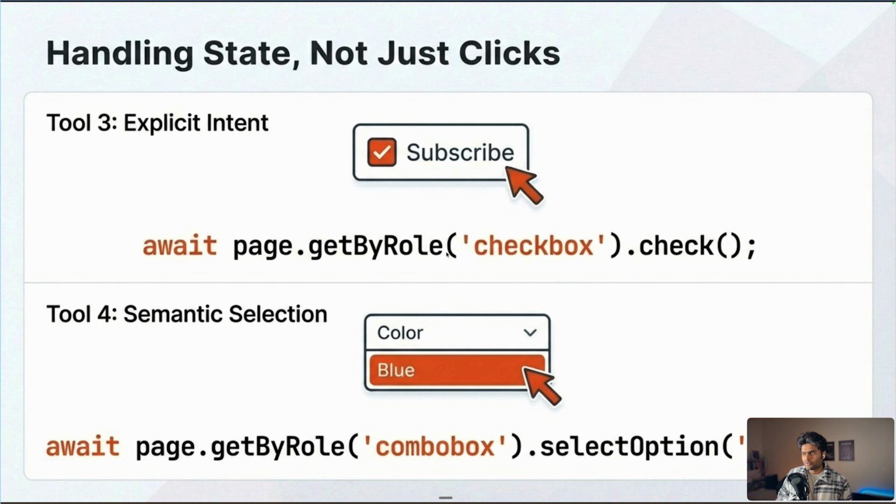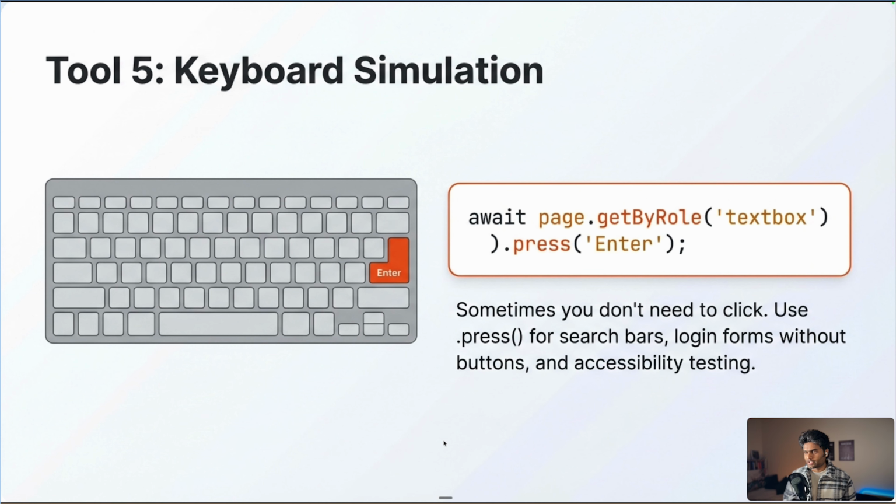For example, here the semantic selection, it's a drop down selection. That's tool number 4 we are going to explore here. The get by role here is a combo box. Some websites name it as list box or drop down. So Playwright has different options for it. If you do a record and play, it records by default, or if you're using Playwright's pick locator option, it will do it automatically on its own.